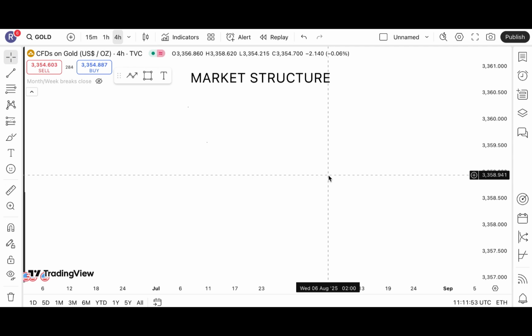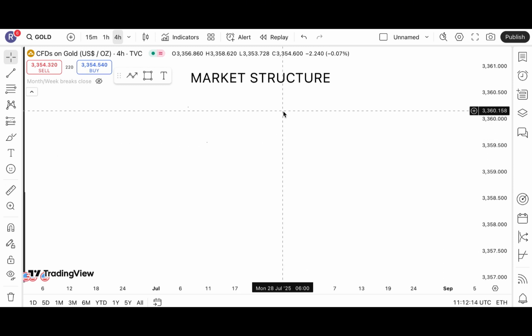Are you struggling to understand why the market goes up, down, or just moves sideways? You're not alone. One of the most powerful things you can learn as a beginner trader is how to read market structure. And that's exactly what I'm breaking down for you today in a simple and beginner-friendly way. No indicators, no complicated setups, just price and how it tells a story. Let's get into it. So firstly, what is market structure?